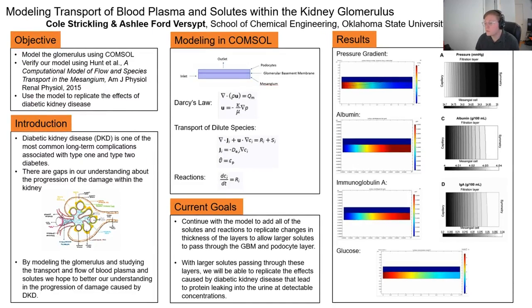And so our current goals with this project are to continue with the model and add all the solutes and reactions. Our hope here is to replicate the change in thickness of the layers, and with that change in thickness, we should be able to replicate the effects caused by diabetic kidney disease that eventually lead to larger solutes such as proteins leaking into the urine at detectable rates.